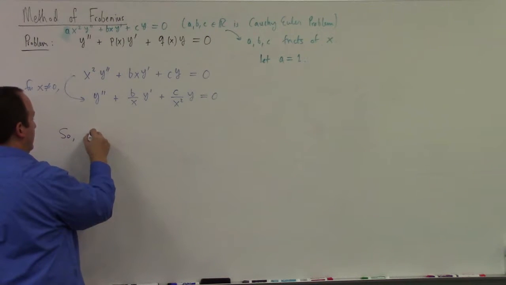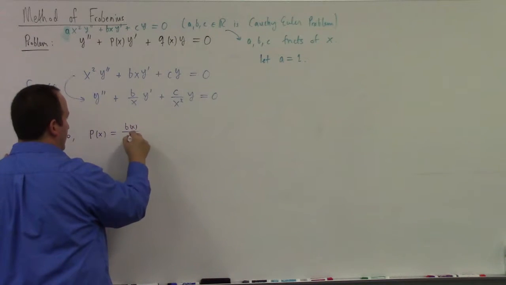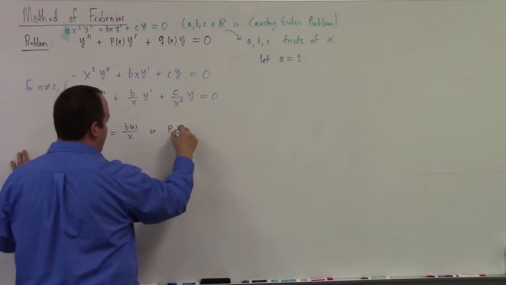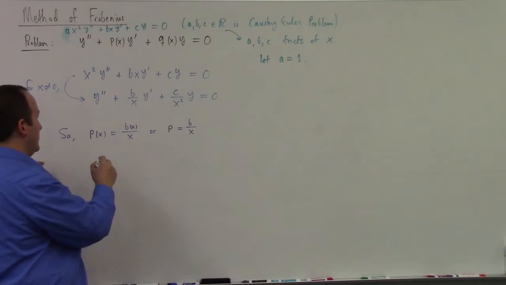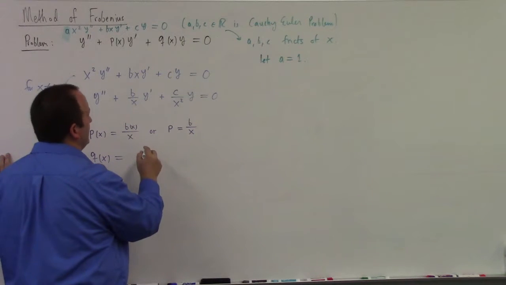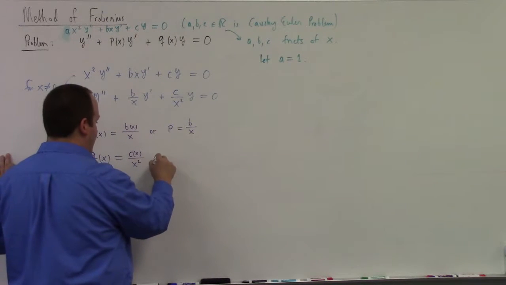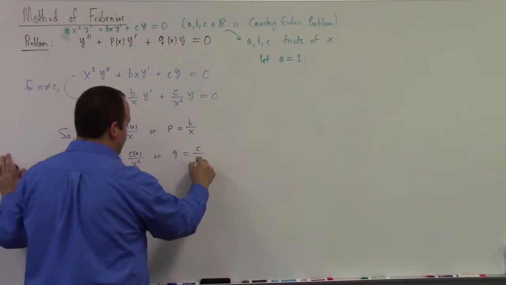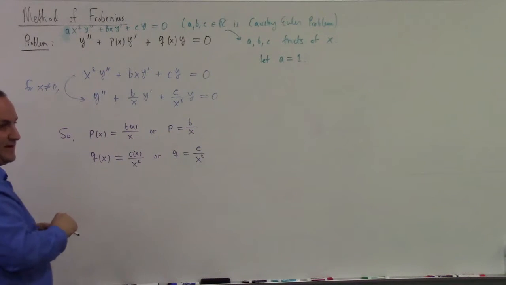Our p of x is basically equal to b of x over x, or if you like to strip off the x's and just write functions, p is equal to b over x, so to speak. And q of x is equal to c of x over x squared, or if you want to be a little bit more lean in the notation, we could write that as c over x squared. These are evaluations of the function at x. These are not multiplication by x, okay?